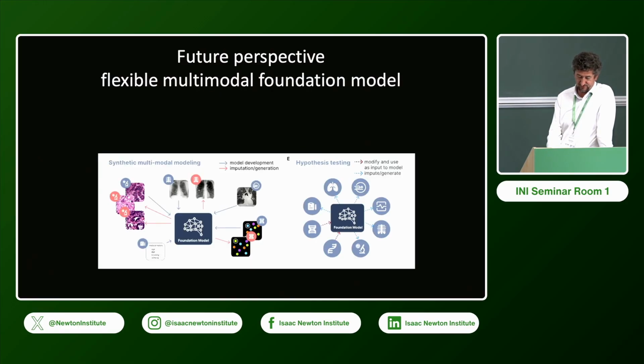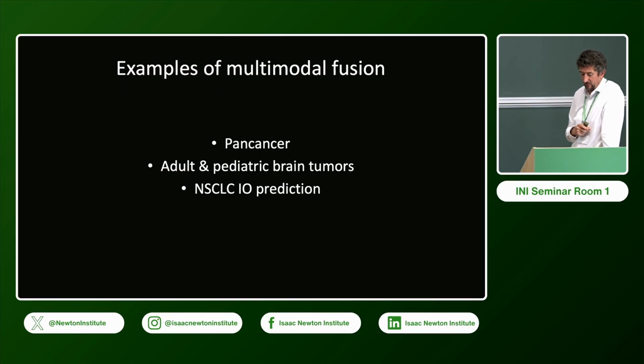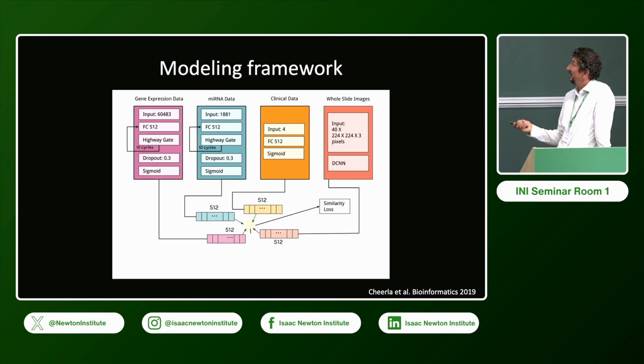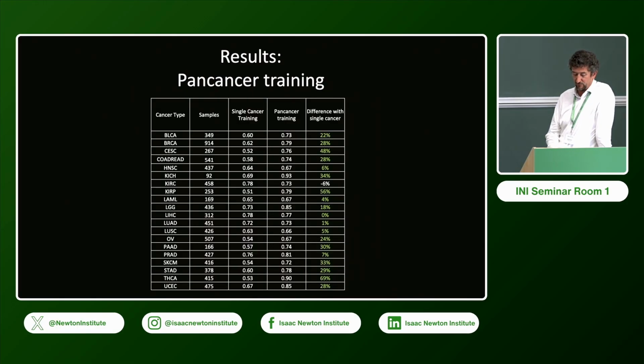And let me show you a few examples. So here are a few examples of multimodal models that we have done in the past. We have previously developed a multimodal framework for multi-omics and whole slide image data that were encoded into feature vectors and then used to predict survival. And we showed that in many cancers that improved prediction of prognosis.